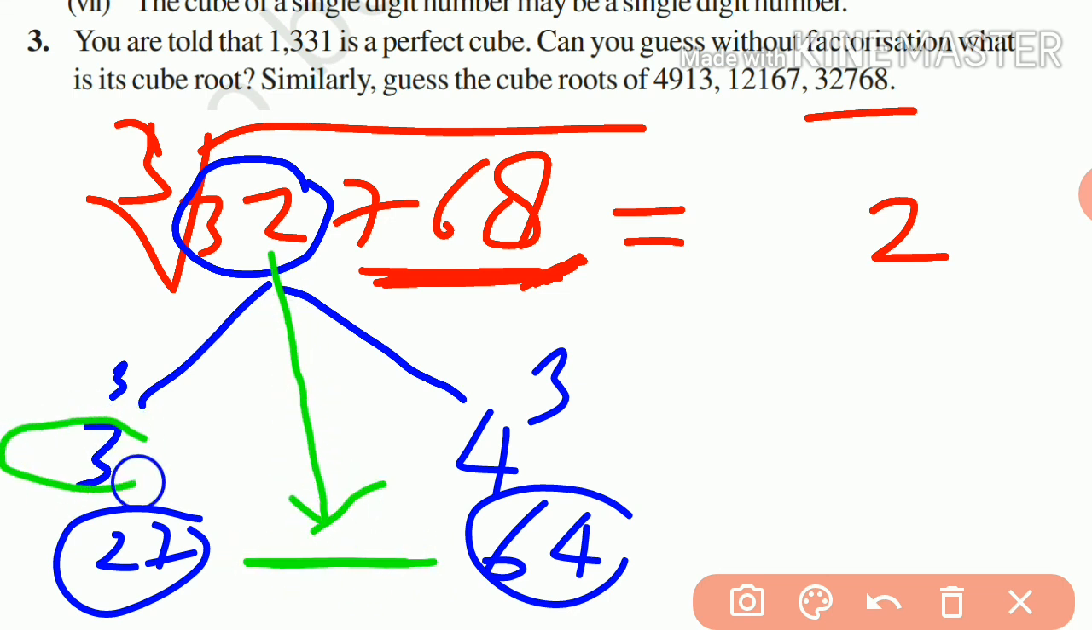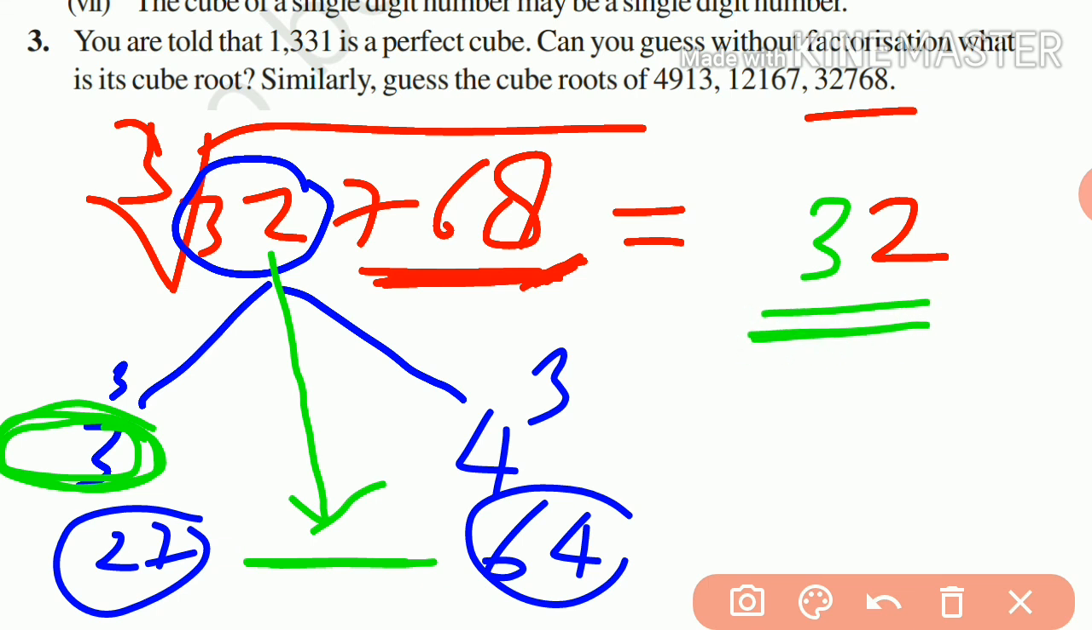So we will write the smaller value. Always write the smaller value. So here is 3 and 2. So the cube root of this number will be 32. 32 will be the required answer.